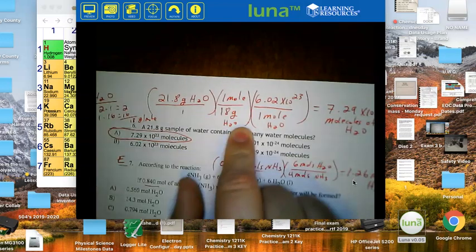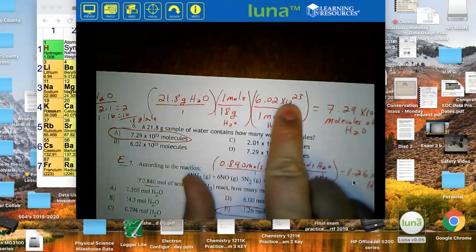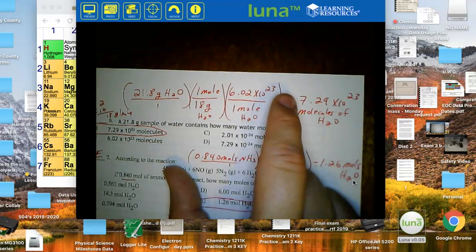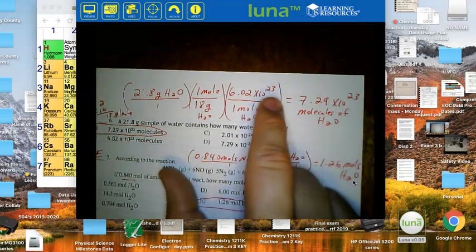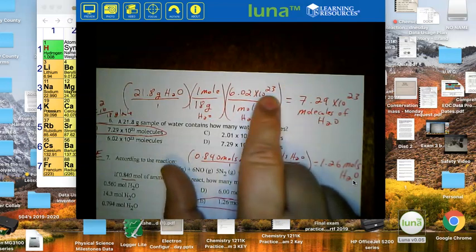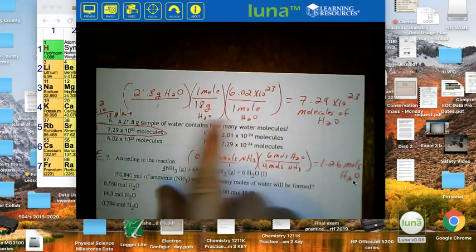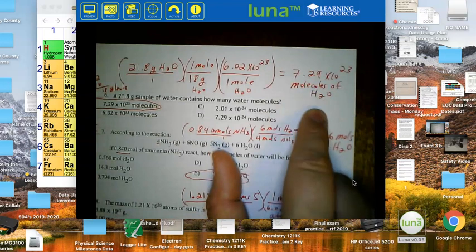Then we have to convert moles to molecules. That's the question: how many water molecules does the sample have? You have to use Avogadro's number. When you do the math here, you get 7.29 times 10 to the 23rd molecules of water.